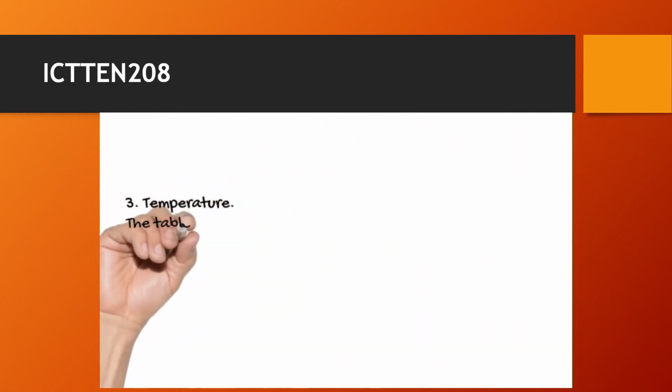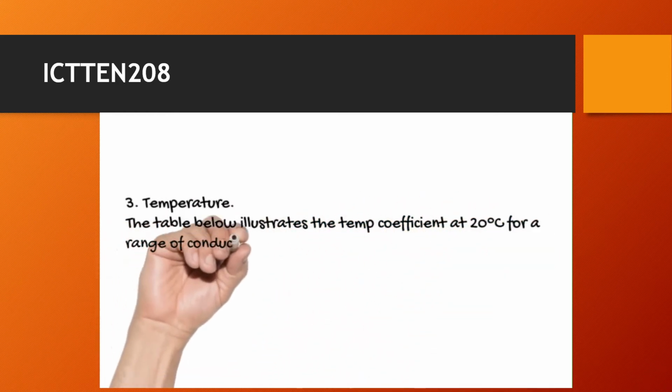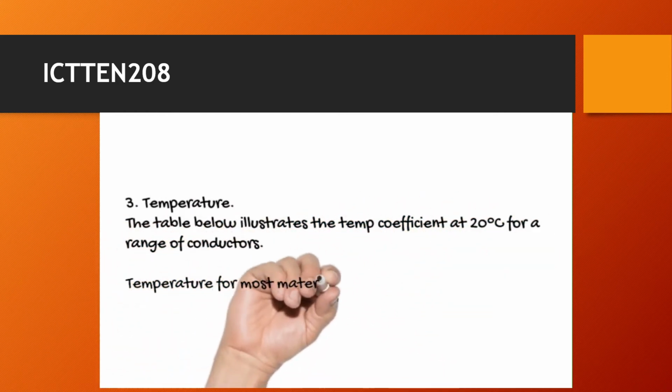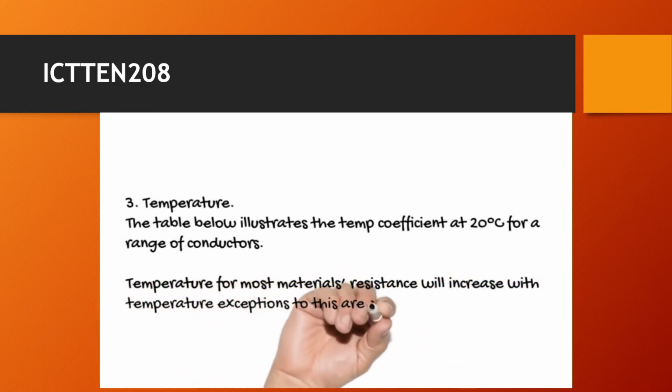3. Temperature. The table below illustrates the temperature coefficient at 20 degrees for a range of conductors. For most materials, resistance will increase with temperature. Exceptions to this are semiconductors.